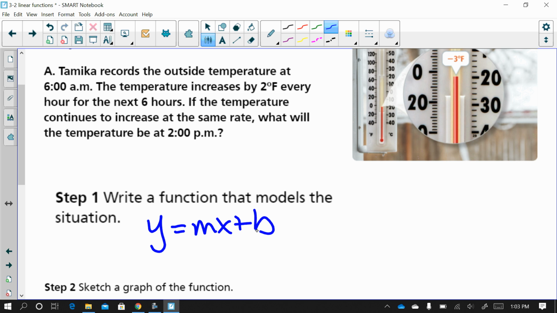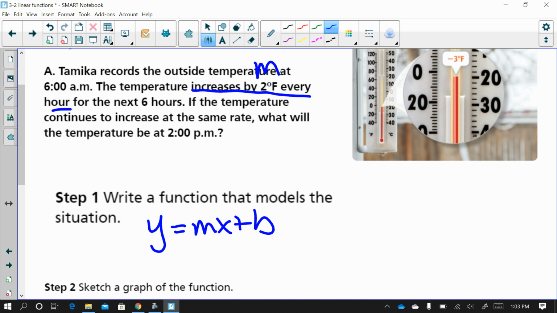What's going on here? Well, remember, slope is the same thing as your average rate of change. Okay, I'm increasing by 2 degrees Fahrenheit every hour. That right there is your slope. My slope is increasing by 2, so m equals 2.